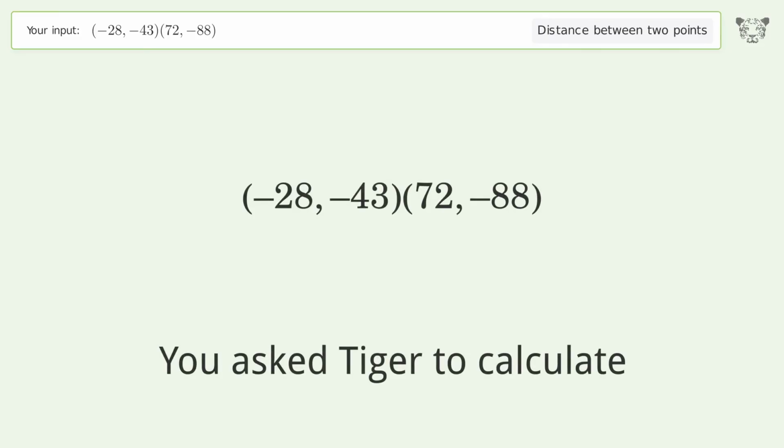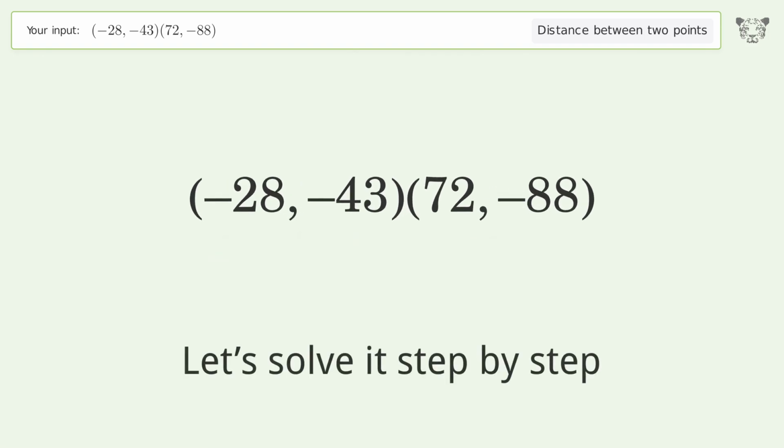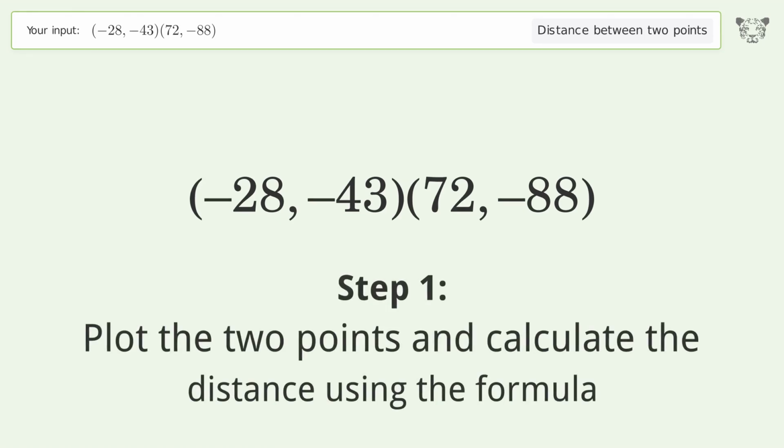You ask Tiger to calculate. This deals with the distance between 2 points. The distance between the 2 points is the square root of 12,025, or 109.659. Let's solve it step by step. Plot the 2 points and calculate the distance using the formula.